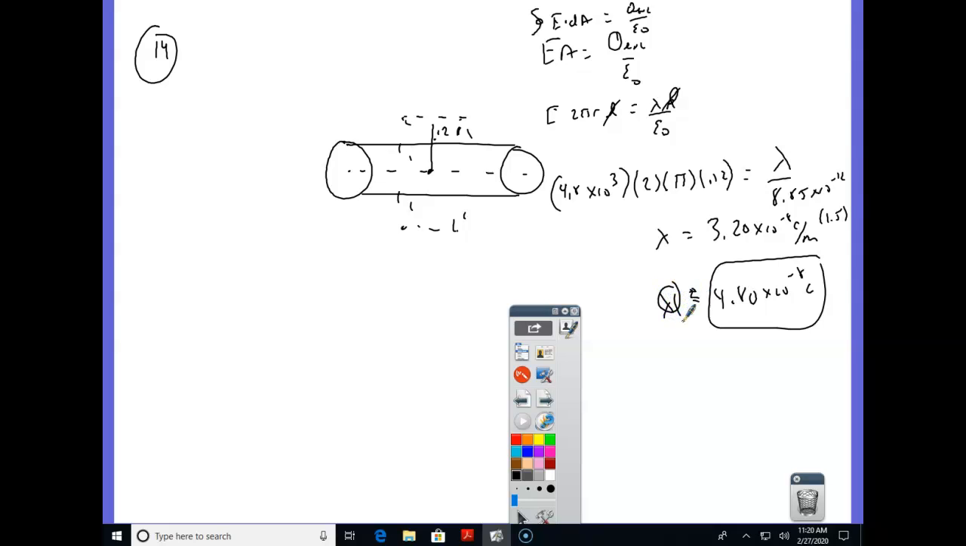Okay, so the next question: what's the electric field at 0.04? That's right in the middle, right? That's zero then, right? The shape I'm going to draw is a cylinder inside this cylinder. How much charge is enclosed? Zero. Therefore, the electric field at that point would be zero.